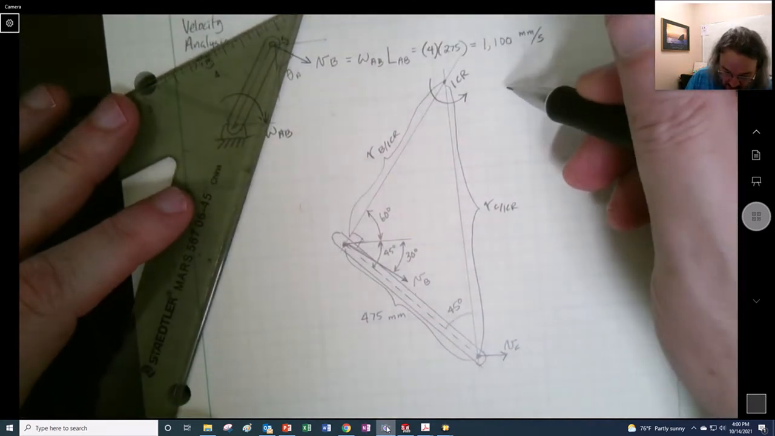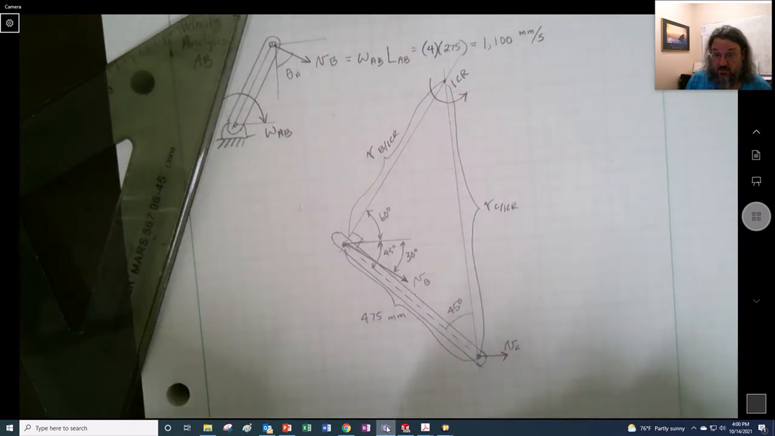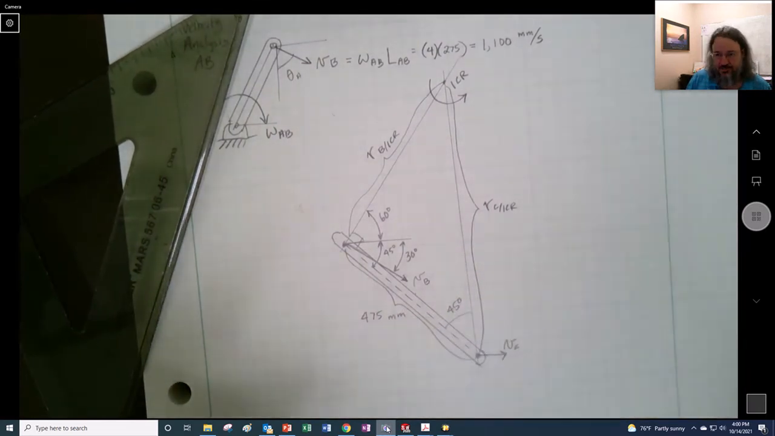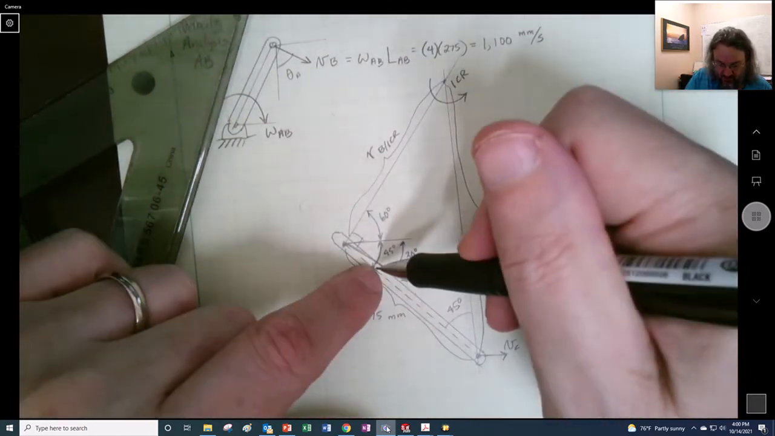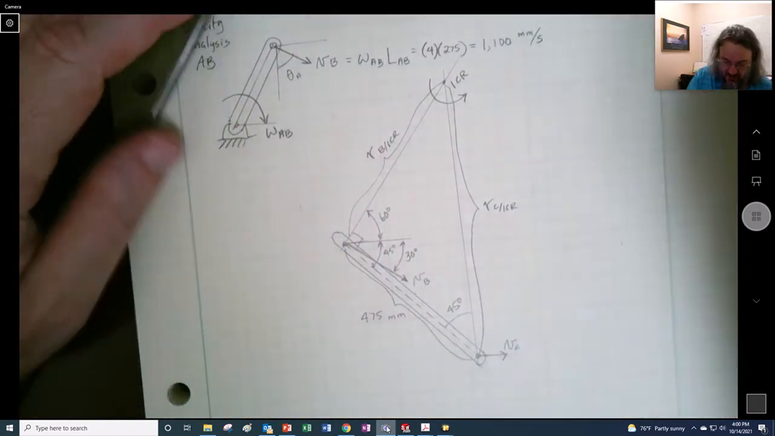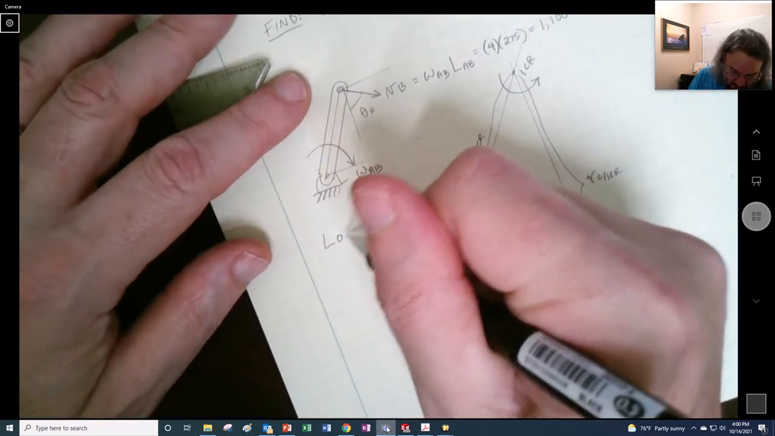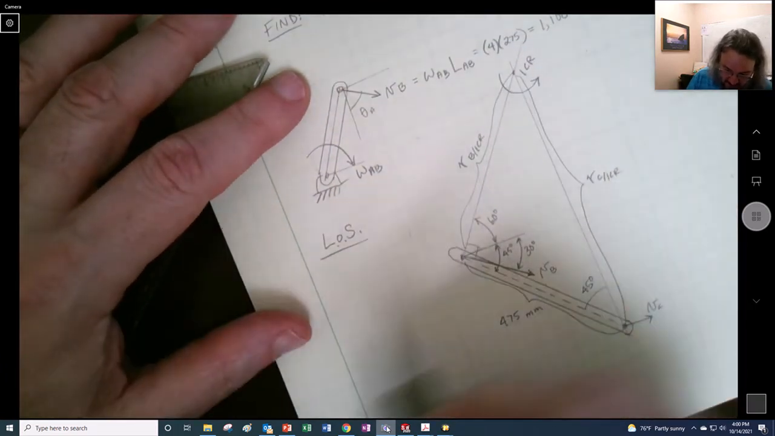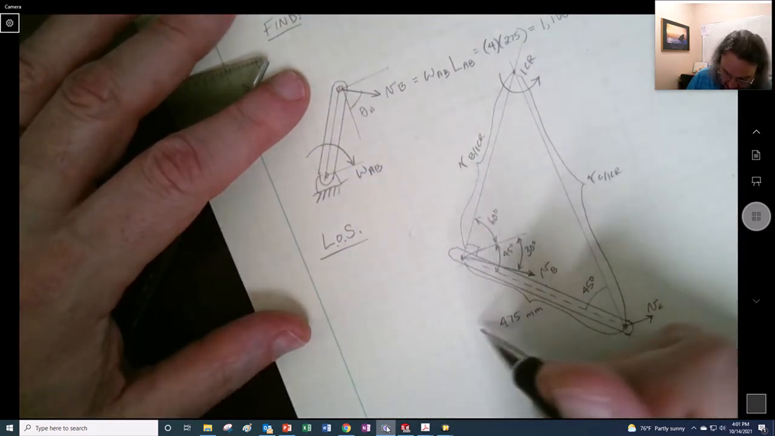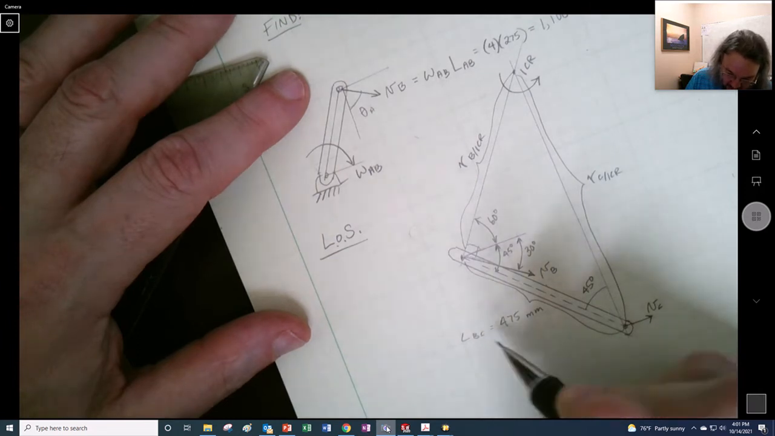So we can find this using the law of cosines. We can use the law of sines, actually, because we know two angles. We know the 45 and we know the 105. So now we can use law of sines, LOS. So the law of sines says that this length BC is equal.